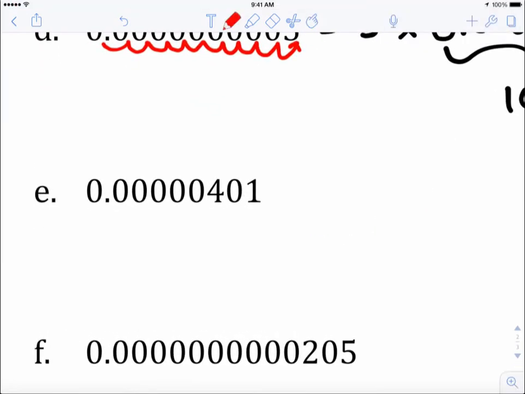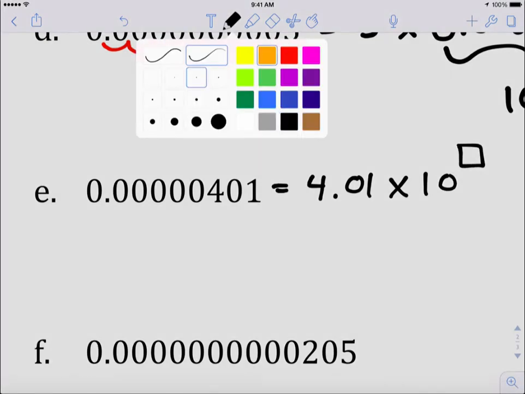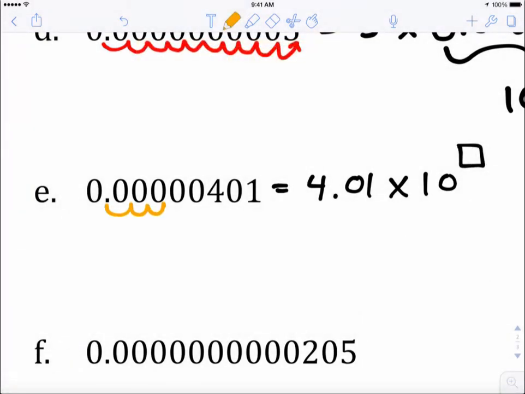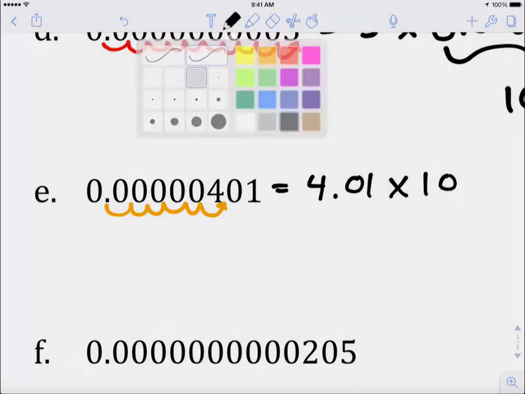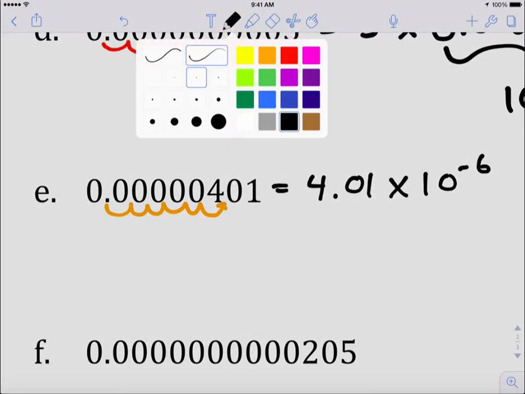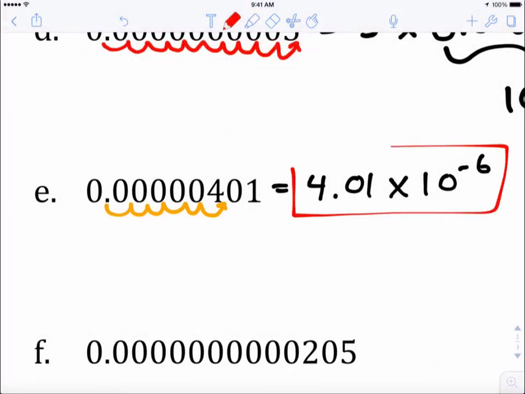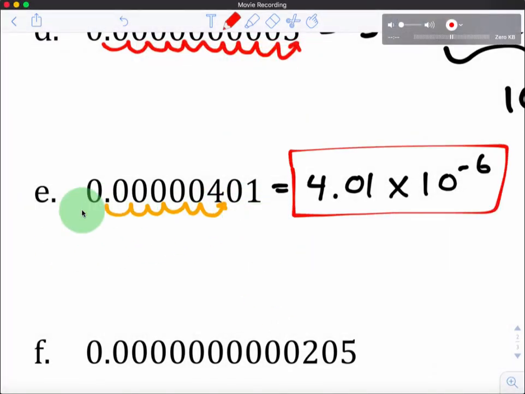So in this case, we're going to know that this is going to end up being 4.01 times 10 to the something power. What is that something power going to be? Well, 1, 2, 3, 4, 5, 6. The negative sixth power in this case. Right, of course, 10 to the negative 6, very small number, so that makes sense when we're thinking about writing this in scientific notation. Okay, last one.